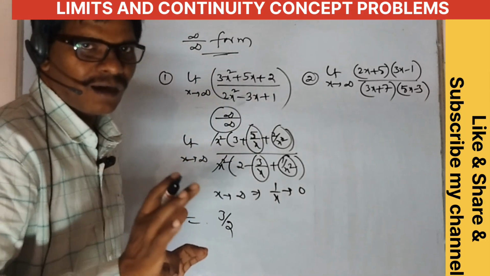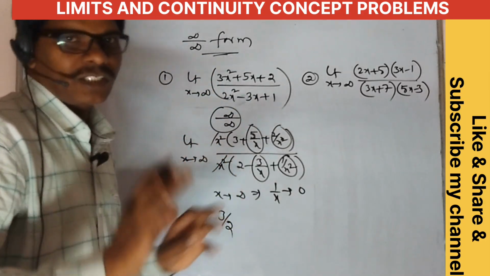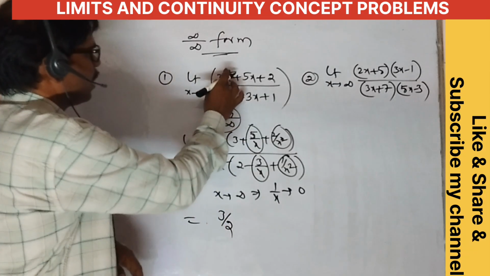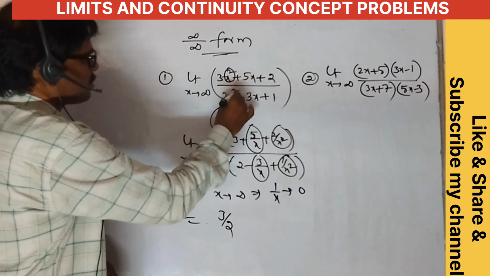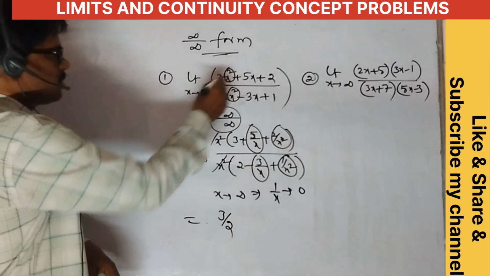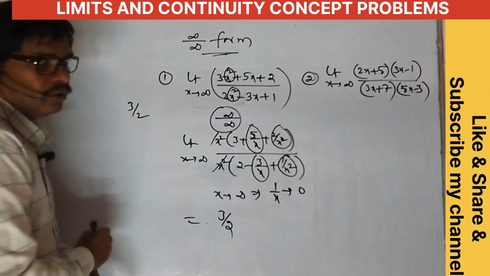That is the shortcut. What is the shortcut here? The numerator has x square and the denominator also has x square, so 3 by 2 is the answer.